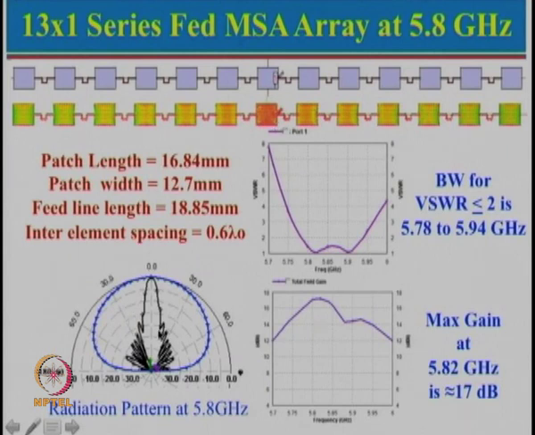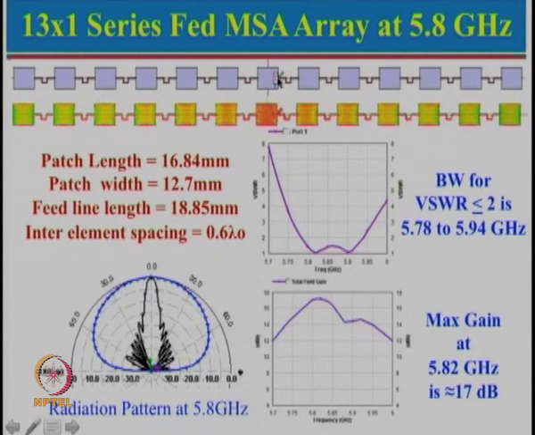So, one can see the radiation pattern at 5.8 gigahertz. So, you can see that the side lobe levels are much lower in this particular case here. One additional thing I want to mention, that the impedance matching could not be done for the larger array. So, that is just by feeding along the patch. In fact, up to about 7×1 element we could just feed the patch here.